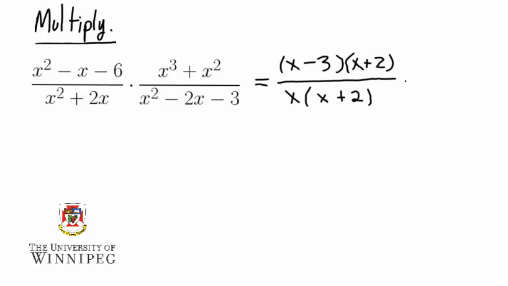The numerator of our first fraction factors into x minus 3, x plus 2. The denominator of our first fraction, we can pull out a common factor of x, and that's going to leave us with x plus 2.